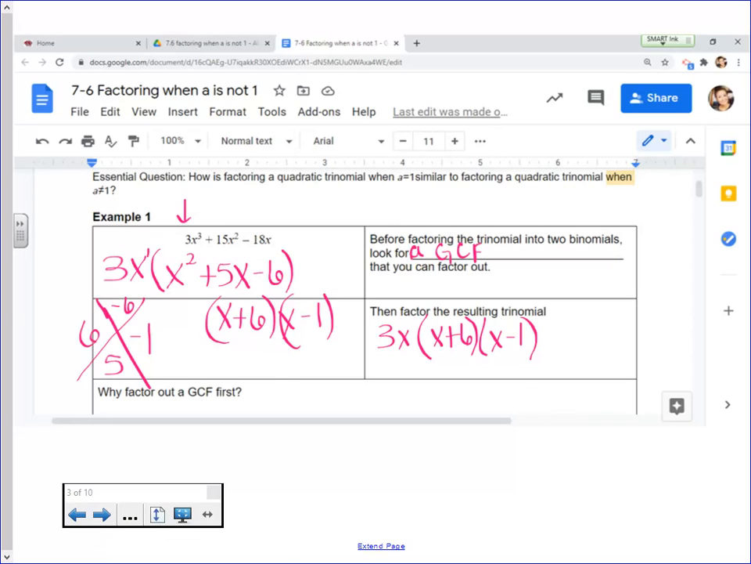All right, it says, why should we factor out a GCF first? Why should we factor out a GCF first? And the first reason is it simplifies the problem.